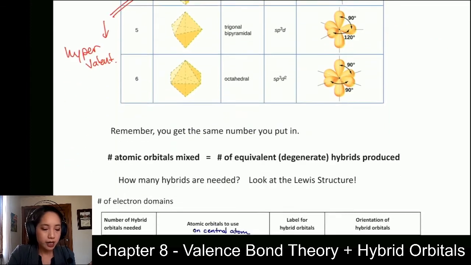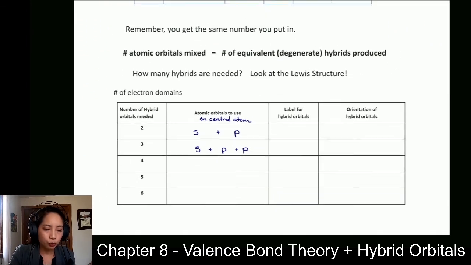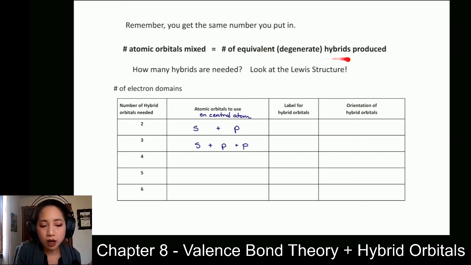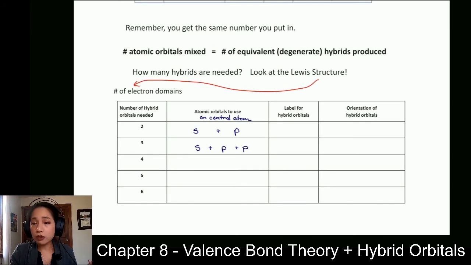All right, in this next slide, let's go through the steps you would do when trying to approach the question, what is the hybridization of the central atom for a Lewis structure. The first thing to remember is the number of atomic orbitals that you need to mix equals the number of hybrid orbitals that you produce. So how many hybrid orbitals do you need? You need to look at the Lewis structure and look at the number of electron domains around that central atom. The number of electron domains tells you the number of hybrid orbitals you need.